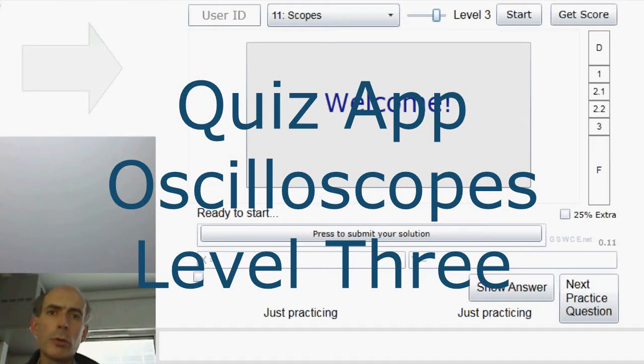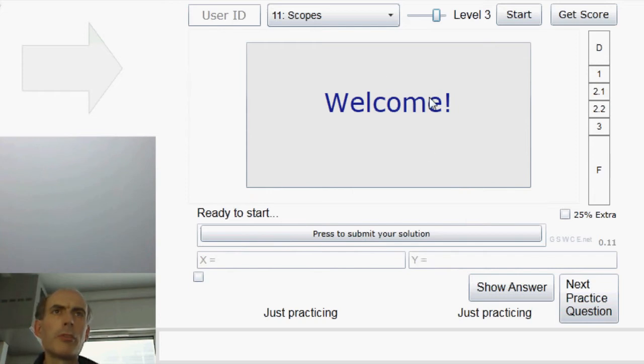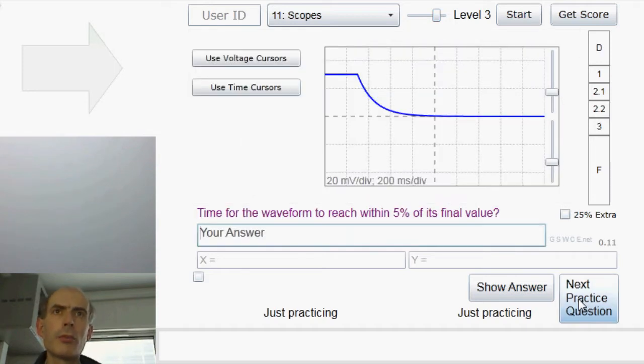Hello. This time we'll look at some oscilloscope questions at level 3, and some of these can get a bit interesting. Quite a large variety of questions are possible at this level, including this one. Right, now, we're asked for how long it takes this waveform to reach 5% of its final value.